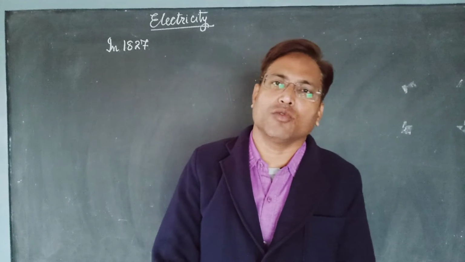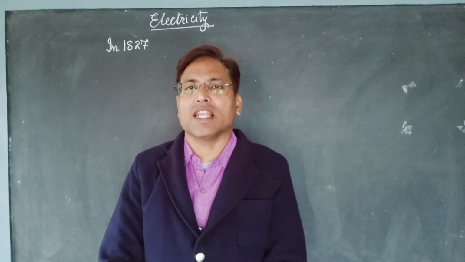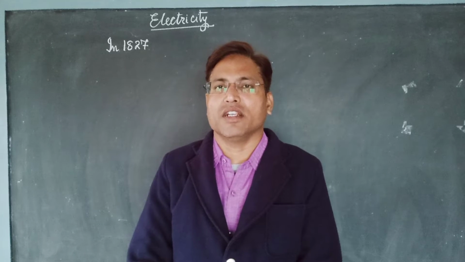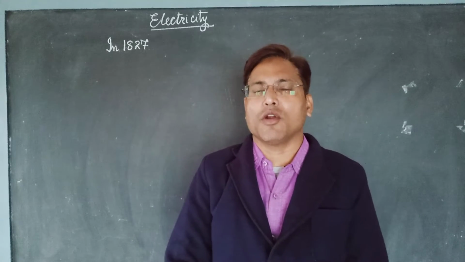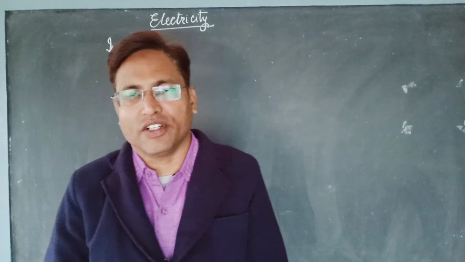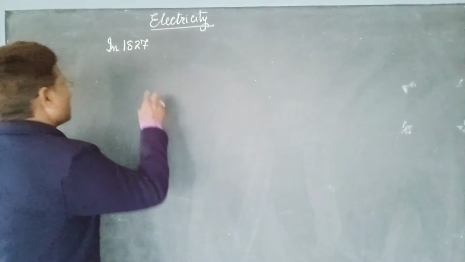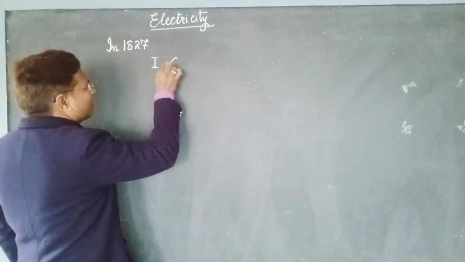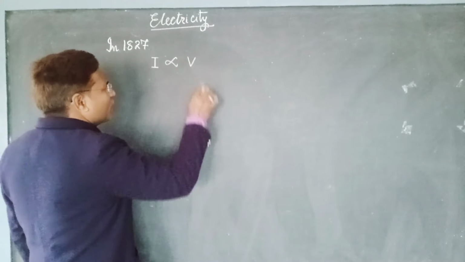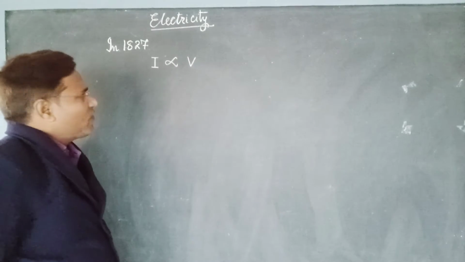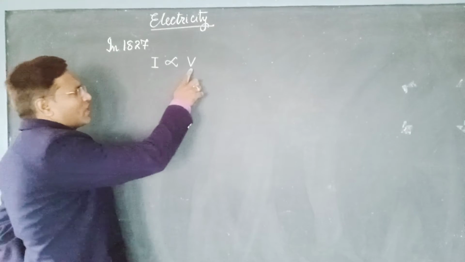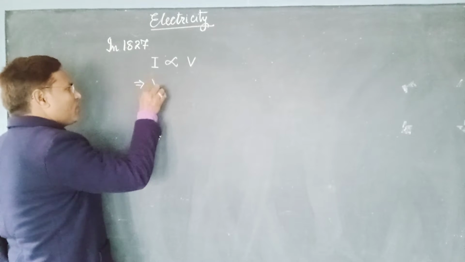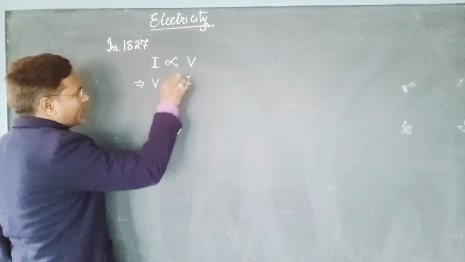Or you can say, according to Ohm's law, at constant temperature the electric current flowing through a conductor is directly proportional to the potential difference across the ends of the conductor. In video number 1 I have already explained what is potential, what is potential difference, and what is electric current. So here, according to Ohm's law, electric current is directly proportional to the potential difference across the ends of the conductor. If I denote electric current with I and potential difference with V, then I is directly proportional to V. I can also write that V is directly proportional to I.